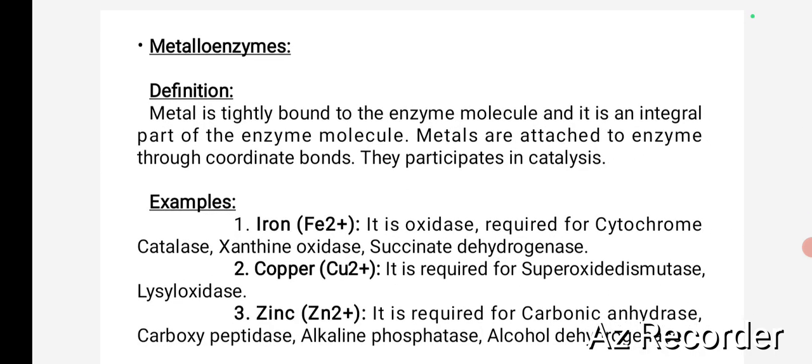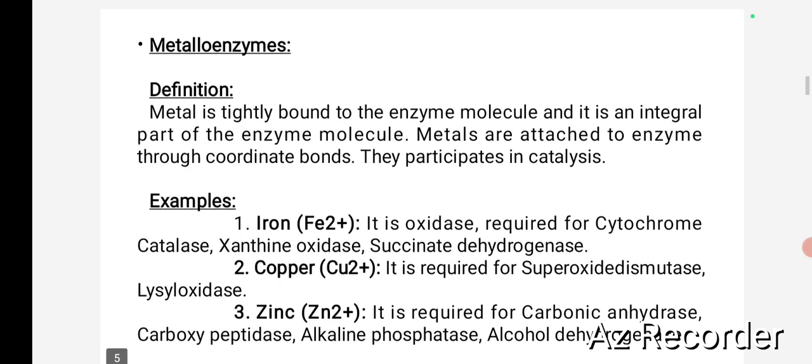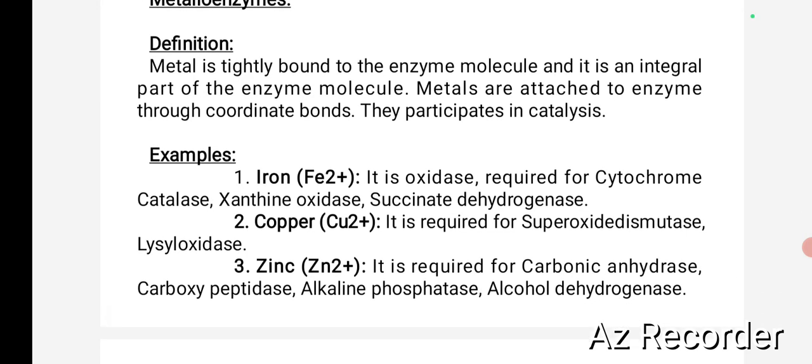Next one is metalloenzymes. Metalloenzymes, definition: metal is tightly bound to the enzyme molecule and it is an integral part of the enzyme molecule. Metals are attached to the enzyme through coordinate bonds. They participate in enzyme catalysis. Example for metalloenzymes: iron, Fe2+, is required for oxidases such as cytochrome oxidase, catalase, xanthine oxidase, succinate dehydrogenase. These enzymes utilize it as a cofactor.